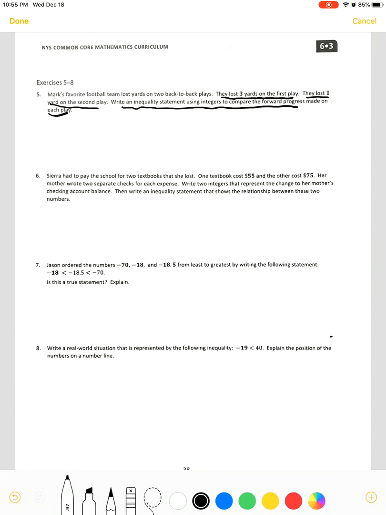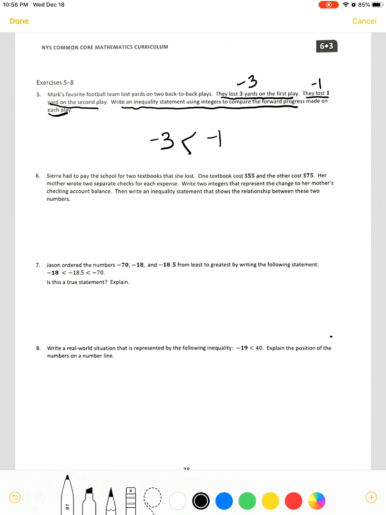So if you lost 3 yards, what would that be as an integer? -3, right? And if they lost 1 yard, that'd be -1. So we want to write an inequality statement using these integers. We could either put the -3 first or the -1. Let's just go ahead and put -3, and we're comparing that to -1. So which one is greater? Well, we are going to say that -3 is to the left of -1 on a number line, so that's less than. So -3 is less than -1. Pretty easy.